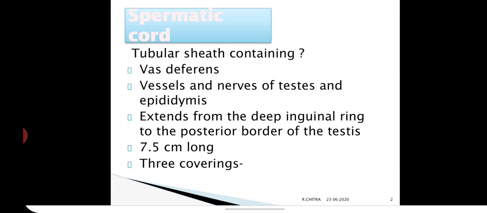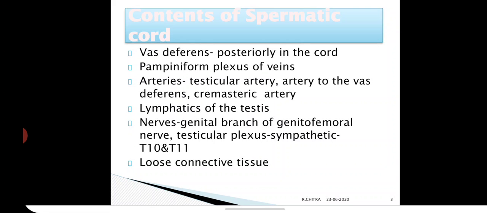You should write as definition, that is the tubular sheath containing the vas deferens and vessels and nerves of the testis and epididymis. Then extent, you have to write the length, then coverings, then we will see the contents. Contents I have given only very short. If you are asked for 5 marks like that, you can elaborate this and write.